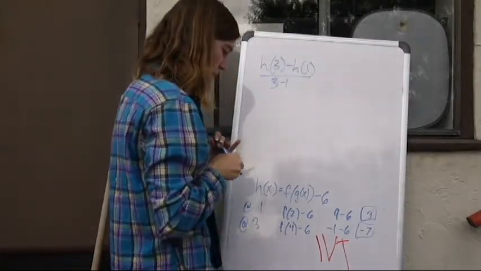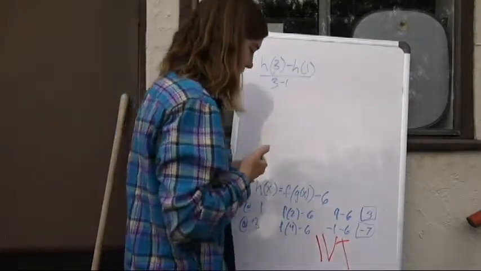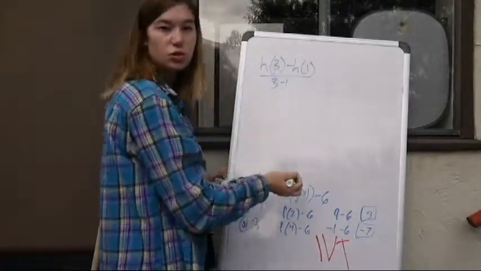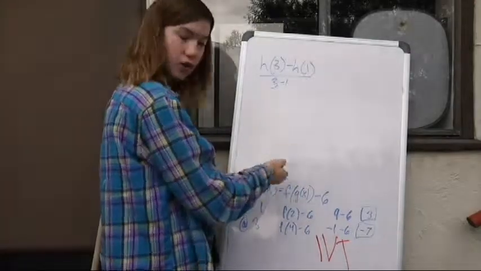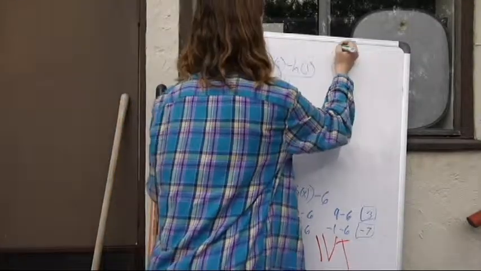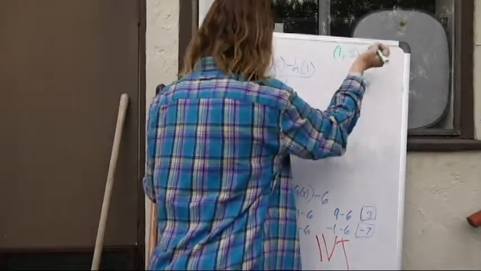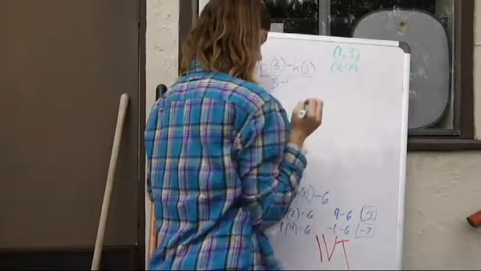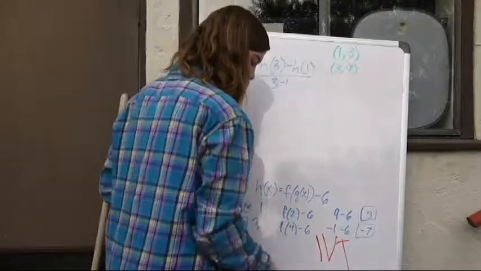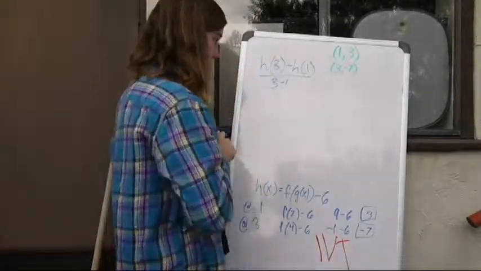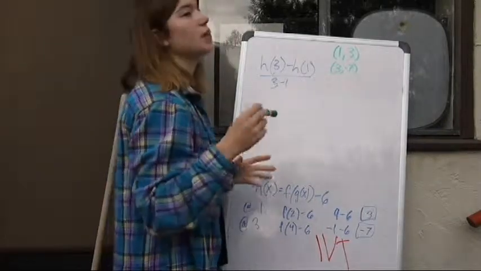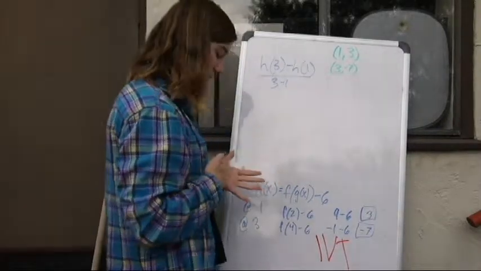So basically what we were able to find through here is that we have 2 points now on h of x. We have (1, 3), and we have (3, negative 7). So part B is asking us for some x value c in between 1 and 3 where there's going to be a slope of negative 5.